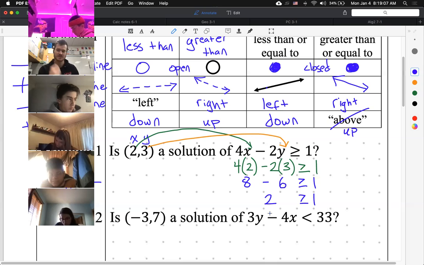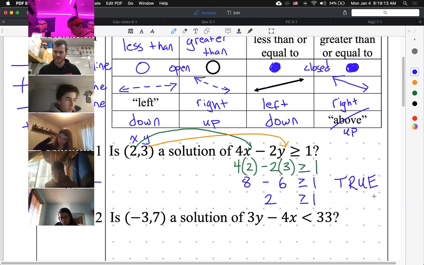Yes, it is. So we can come over here and say yes, or we can say true, which is the more formal way of saying yes. If it's true, then that means that you can include the following. It is a solution.